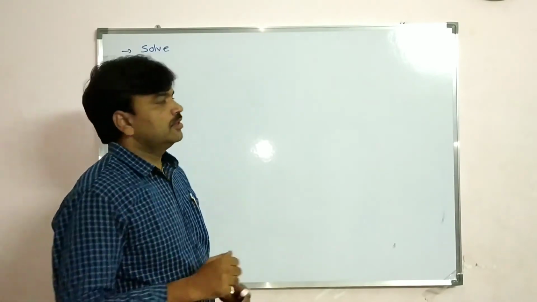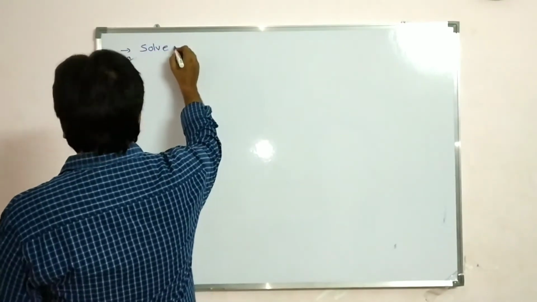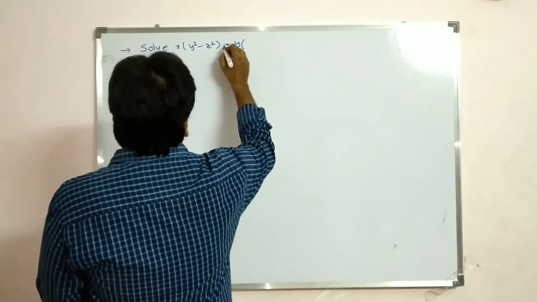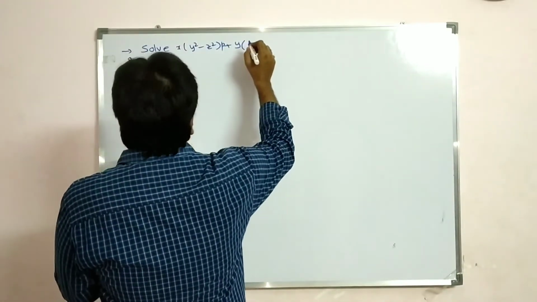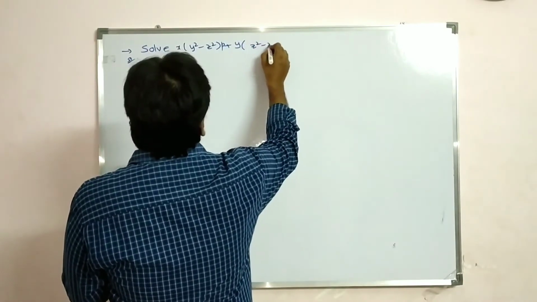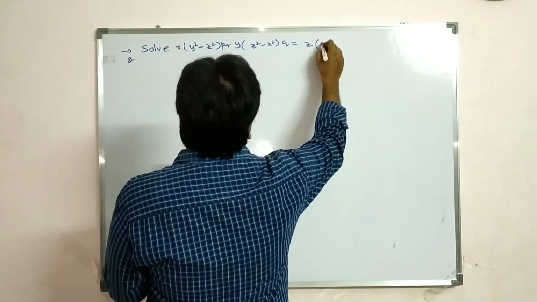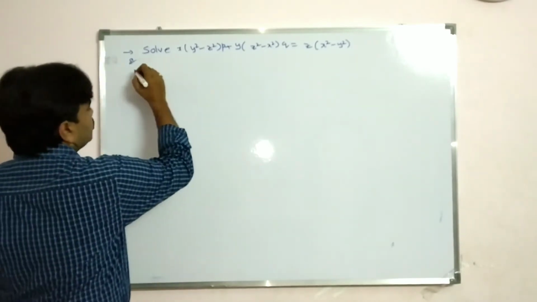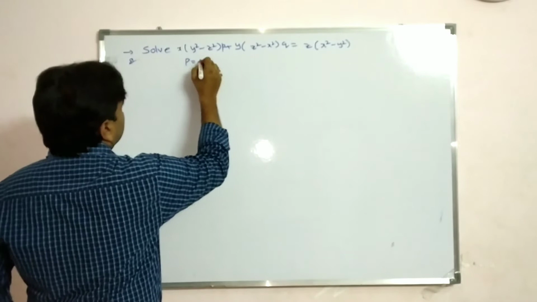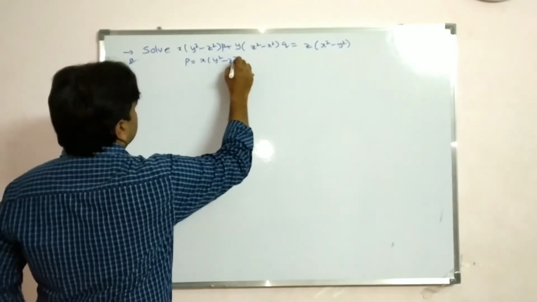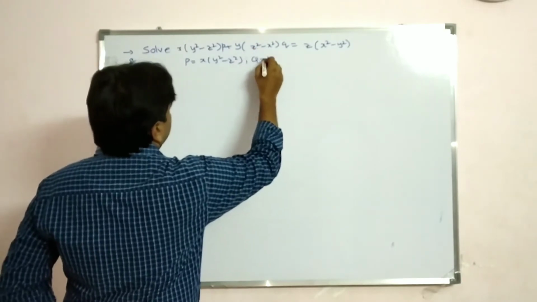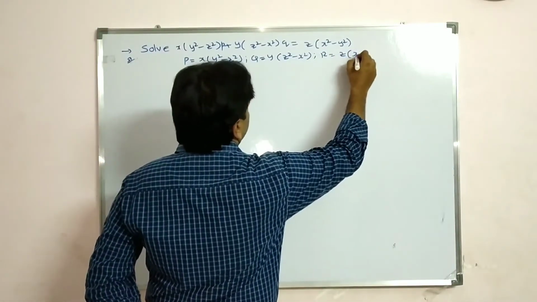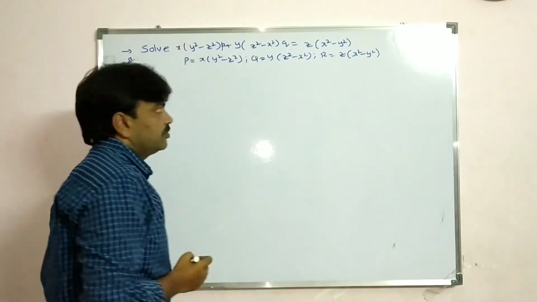Write down, students. Solve x into y square minus z square, into p, plus y into z square minus x square, into q, that is equal to z into x square minus y square. Solution. What is capital P, students, here? x into y square minus z square. Q, students: y into z square minus x square. What is R, students? z into x square minus y square.